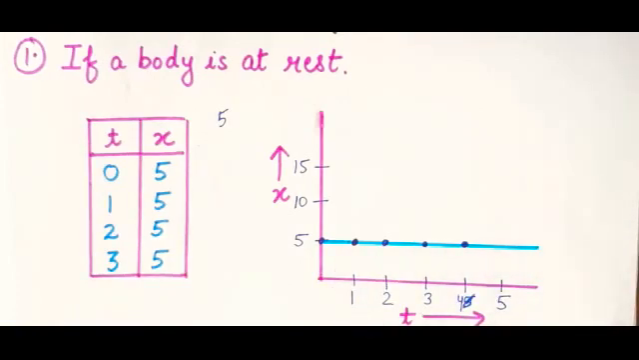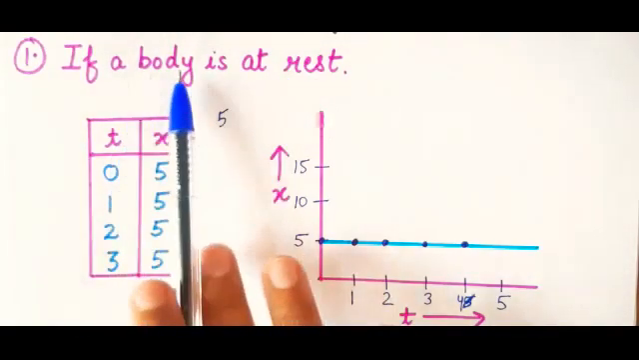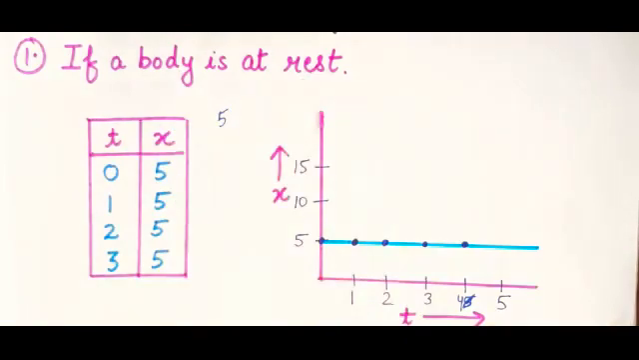This straight line is parallel to the time axis or x-axis. So if a straight line parallel to the time axis is obtained in a distance time graph, what does it indicate? It indicates that the body is at rest. So this was the first case.